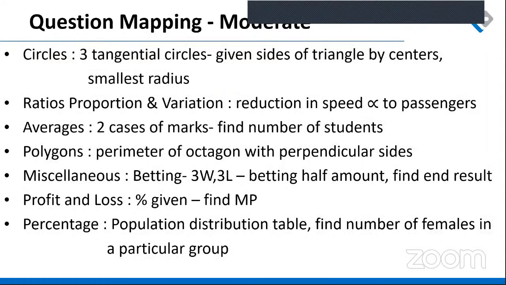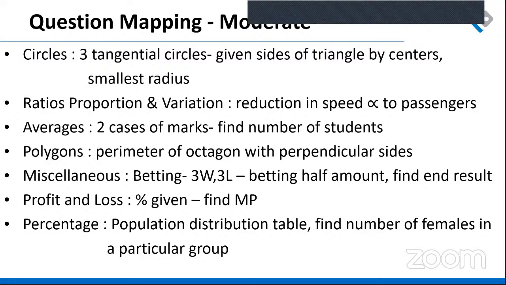Circles. There was a question on circles. Three tangential circles touching each other. Centers forming a triangle. The lengths of the three sides of the triangle were given. And the smallest radius was to be identified. So quite moderate, could have been done quite fast. Moderate just because somebody might still not know how to solve. That is why. Otherwise, quite easy.